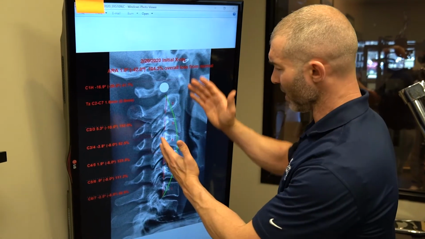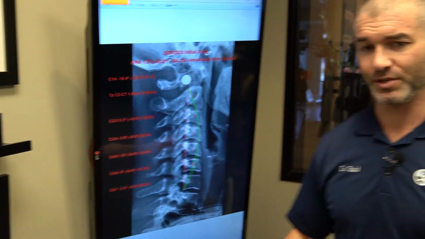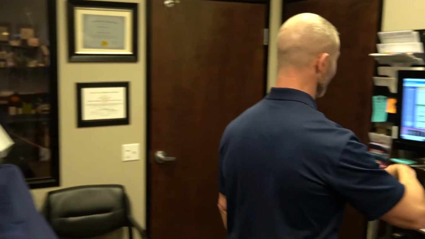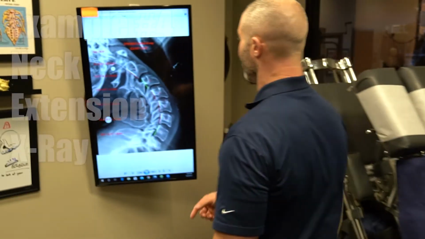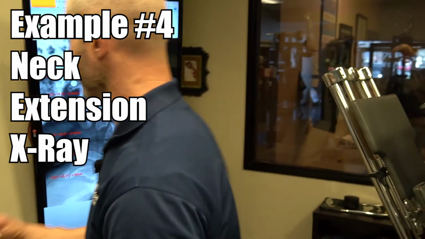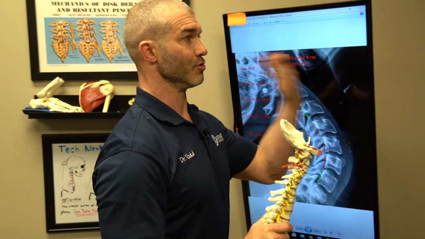So anyway, this is an abnormal side view of the neck. I'm going to show you something else that we do. So let me pull this up, and this is a different person, but I'm going to pull this up where this one over here, this is now an extension x-ray. So what does that mean? That means this is neutral, looking straight forward, right? This is extension.